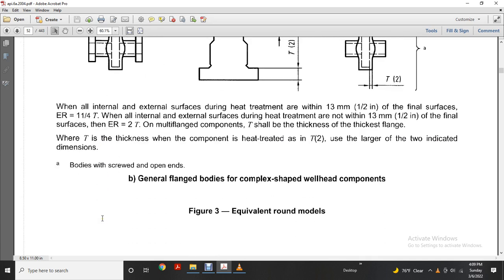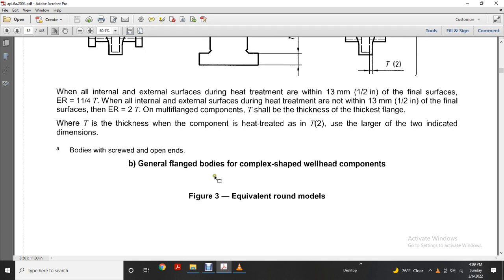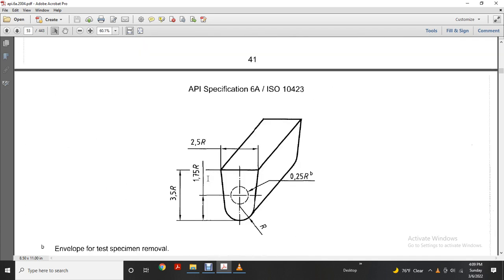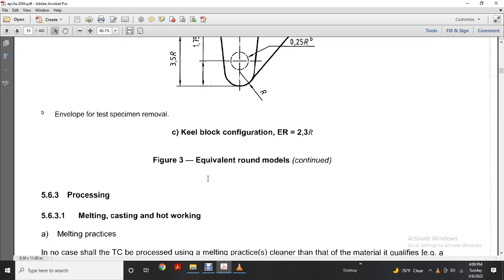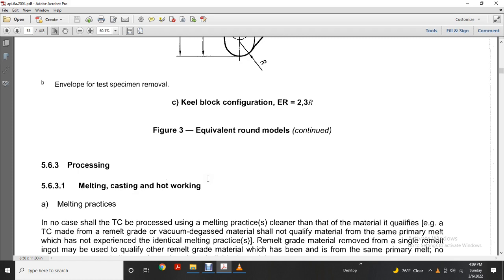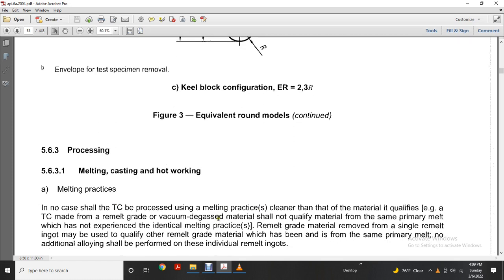And you have general flange bolt bodies with complex shaped weld-headed components, figure 3, equivalent round models, and envelope test specimen removal in the keel block configuration, equivalent round models. Processing: melting, casting, hot work, melting process. In no case for the test coupon process will the melting process cleaning of the material qualify with the testing coupon. Remelt vacuum degas material shall not qualify with the material primary melt, which is not experienced with identical melting process. Remelt grade material with a single remelt may be used to qualify other remelt grade material which has been made from the same primary melt.